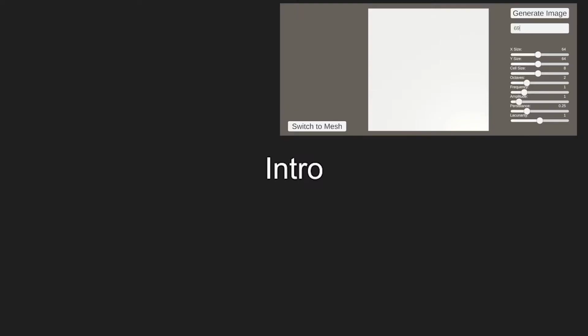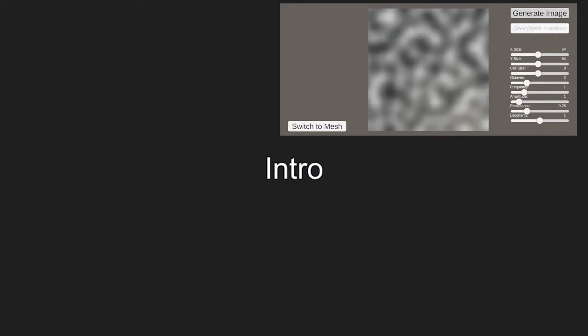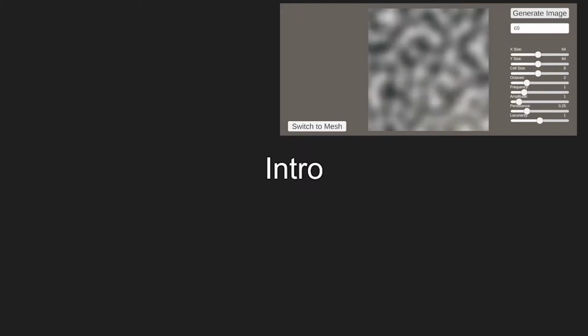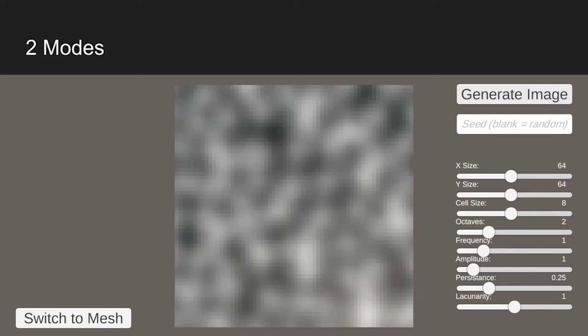My artifact is a terrain generator that uses a Perlin noise algorithm to generate a terrain and manipulate a mesh to display that terrain in 3D. Additionally, it can just display the noise on a 2D plane. Features. My artifact has two modes that you can toggle between.